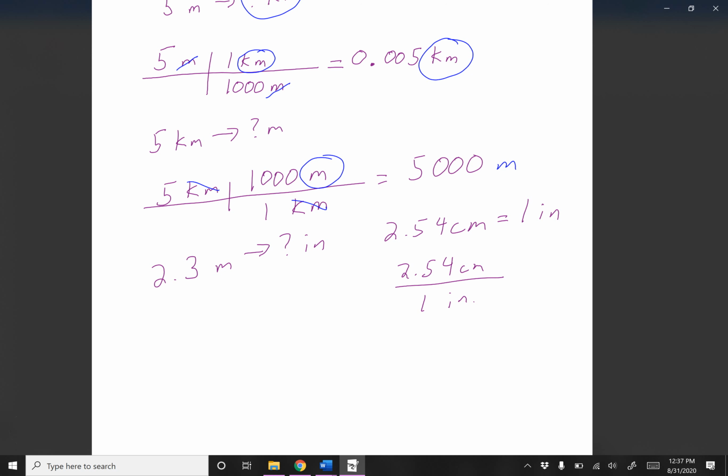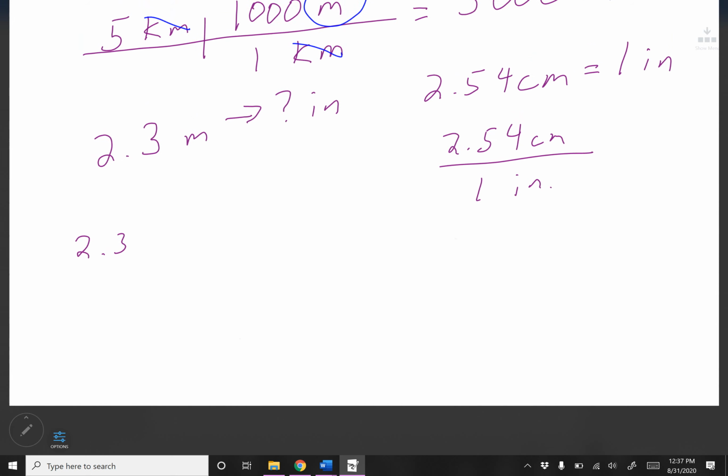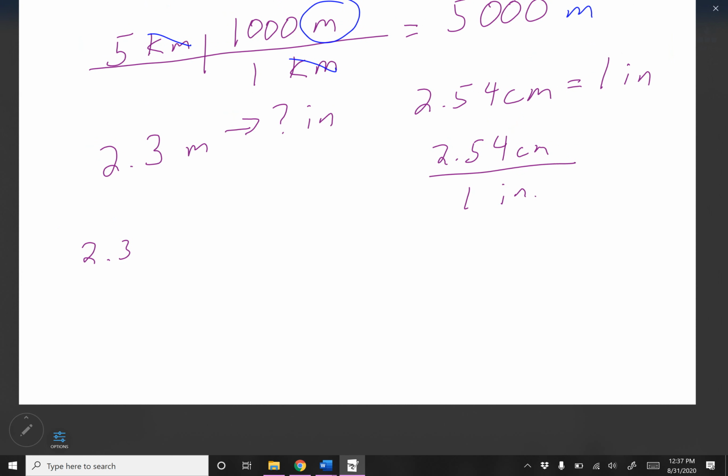Okay, but I have meters, so I can't just go from, because I don't know that, I can't remember it, or I could look it up. I mean, we all know we could look it up, but suppose this is the one we know, or this is the one we're given. So what we can do now is actually string these together. I'll zoom in a little bit more for you. Okay, so 2.3 meters, and I'll set up my dimensional analysis.